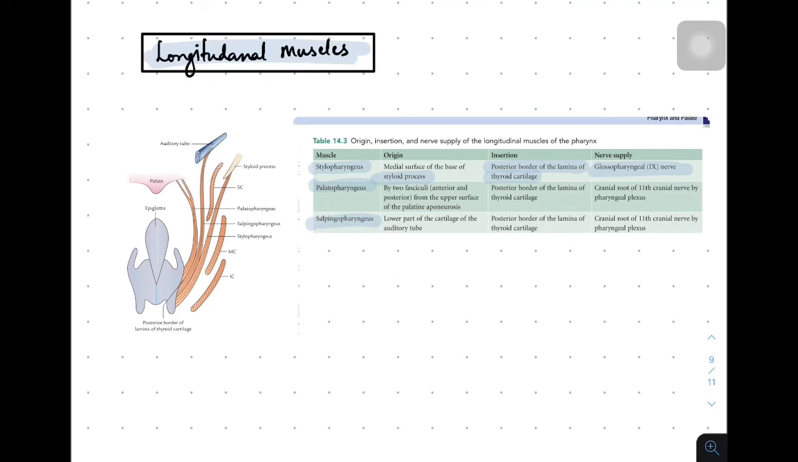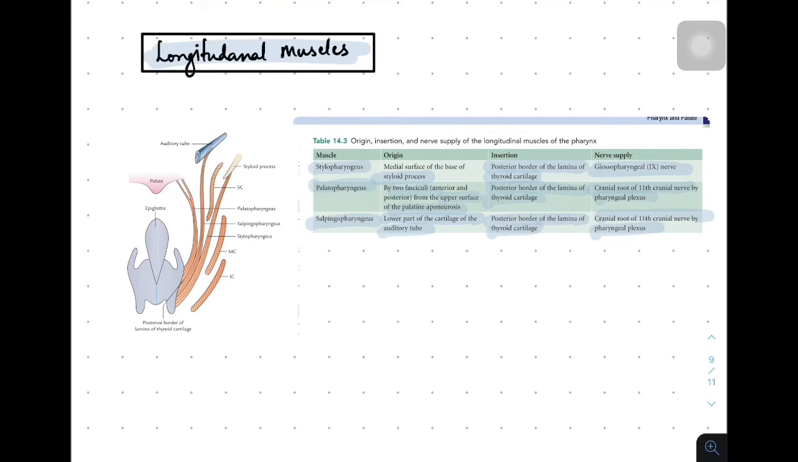Palatopharyngeus arises by two fasciculi from the upper surface of palatine aponeurosis and attaches onto the posterior border of thyroid cartilage, and the nerve supply is the same, vagus and spinal accessory. The same for salpingopharyngeus, which arises from the lower part of the cartilage of the auditory tube and attaches to the posterior border of the lamina of thyroid cartilage.